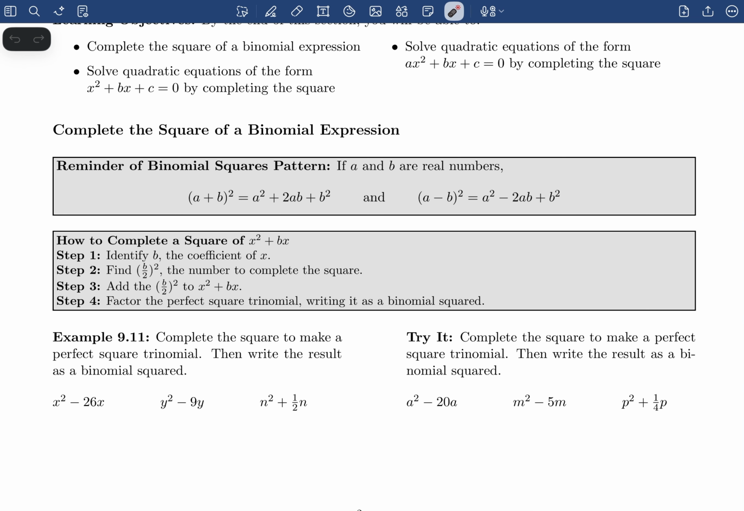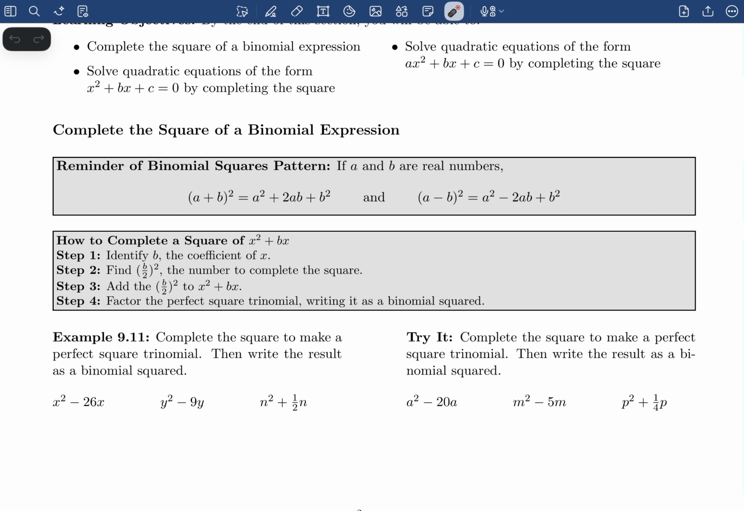Great. Something to remind you about to help us with today's lesson is that we have a binomial square pattern. If a and b are real numbers, then a plus b, that binomial, when you square it, expands to a perfect square trinomial, a squared plus 2 times a times b plus b squared, right? And the opposite version: if I have a minus b squared, then that expands, when I FOIL it, to a squared minus 2 times a times b plus b squared.